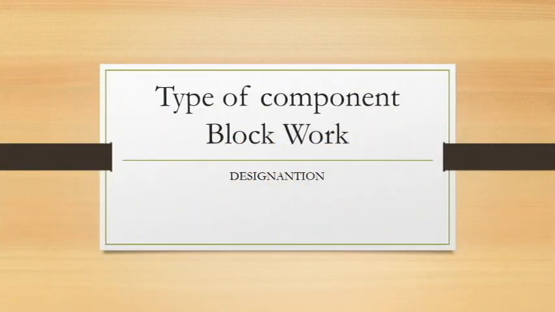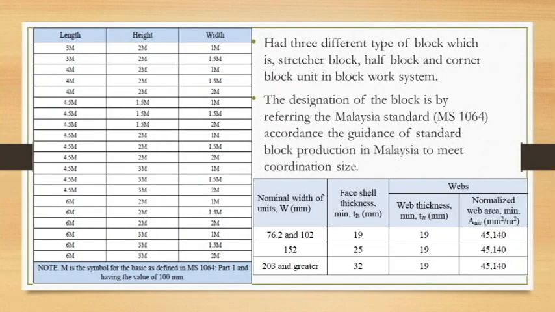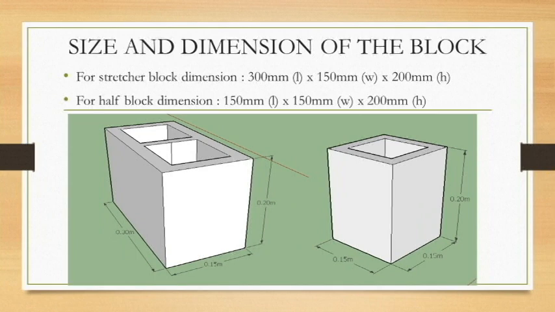There are three types of block, which are the stretcher block, half block, and corner block unit. The designation of the block dimensions refers to Malaysian Standard MS 1064, according to the guidance of standard block production in Malaysia to meet the coordinating size. As you can see in the table at the left, this is the dimension of the block in height, length and width, and the bottom table is the web thickness and the shell thickness according to the size of the width.